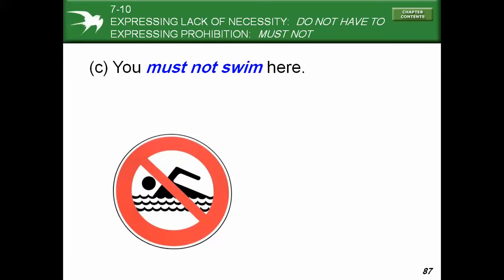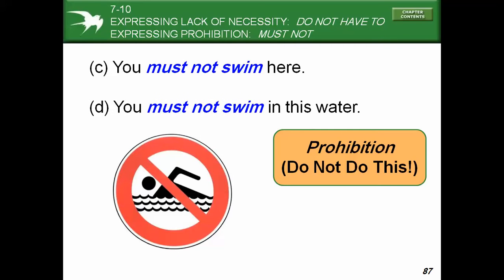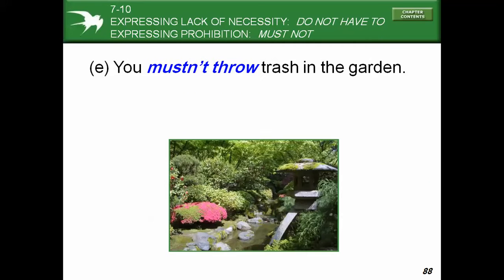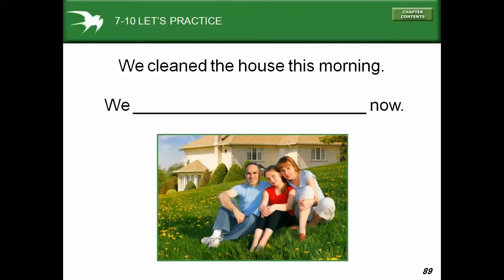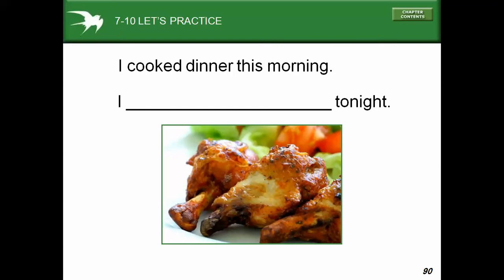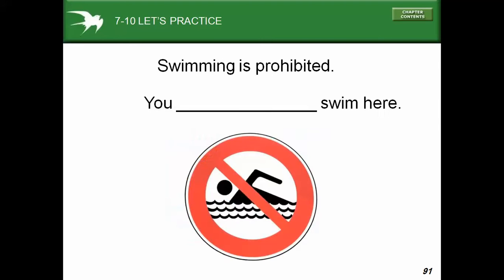She doesn't have to go to work today, not necessary. You mustn't swim here. This is prohibition. Must not swim. Mustn't throw. This is prohibition. Okay, let's practice. We cleaned the house this morning. We don't have to clean the house now. I cooked dinner this morning. I don't have to cook dinner tonight. Swimming is prohibited. You mustn't swim here.